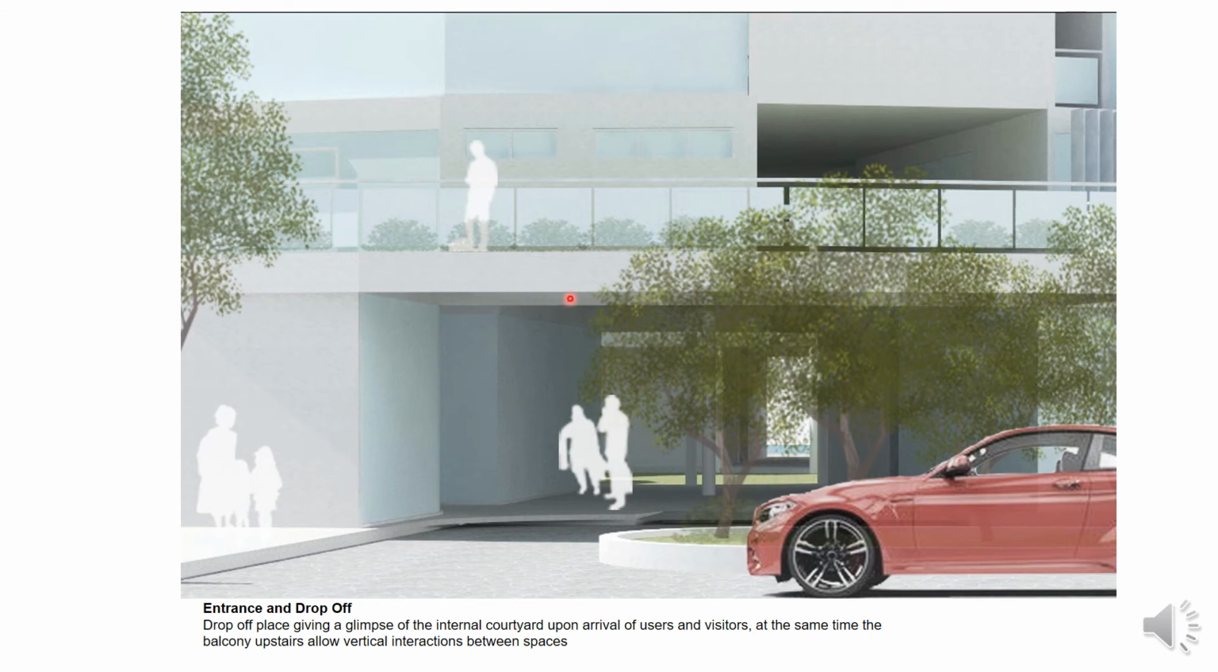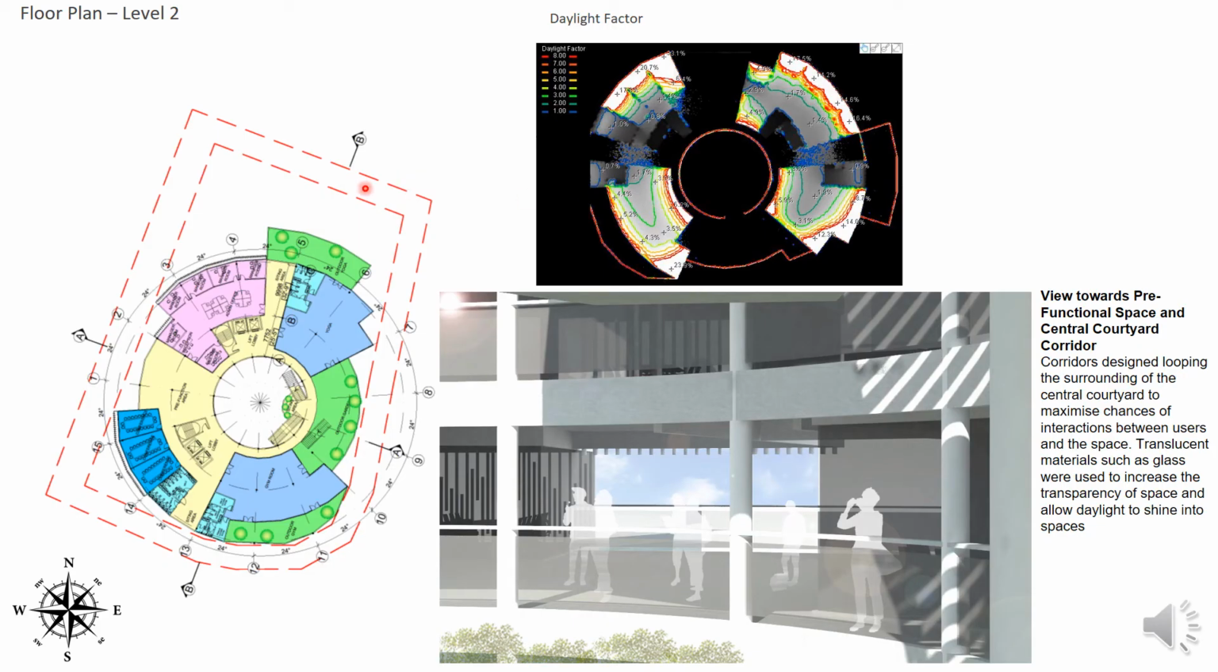So upstairs you can see I also proposed the interaction level between the spaces. So level 2, here is a daylight factor. For level 2, I will create the community center, the conference room, and the admin office here. Outside we're doing the pre-function area. So in this image you can see that the corridor design is looping around the center courtyard. It enhances the pre-function area.